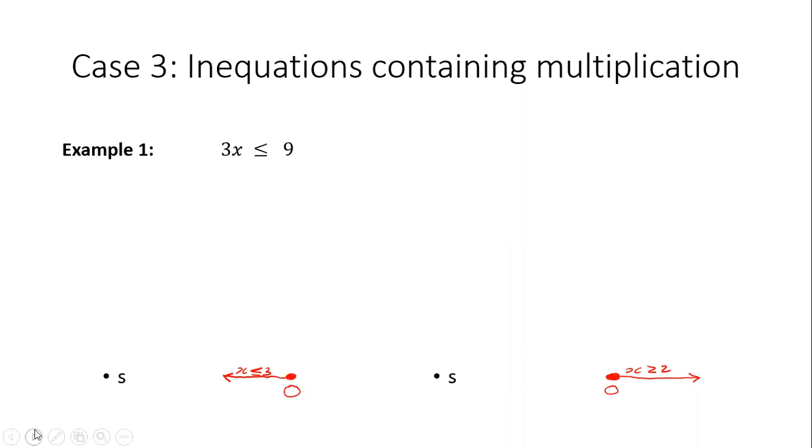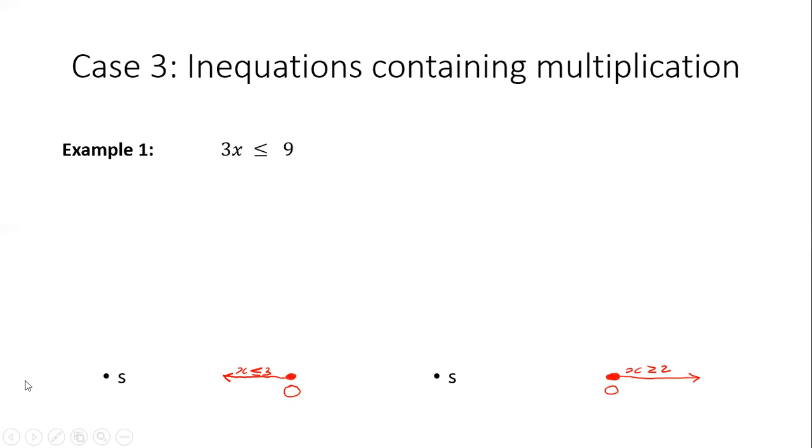So let's look at example 1. Example 1, we have 3x is less than or equal to 9, right? Now 3x here means 3 times x, and our objective is to get x by itself, which is the variable. So this 3 is what we call the coefficient of x. So we don't want this 3 beside the x.